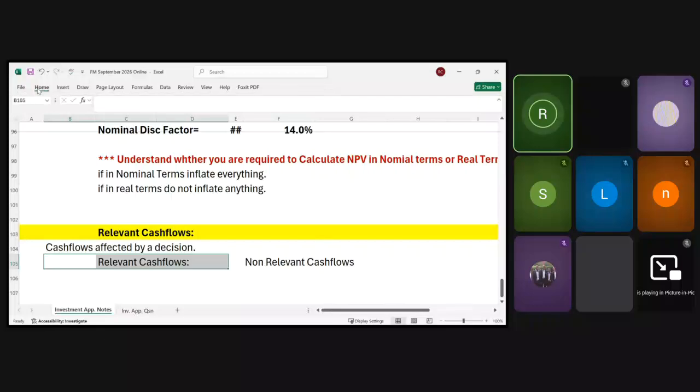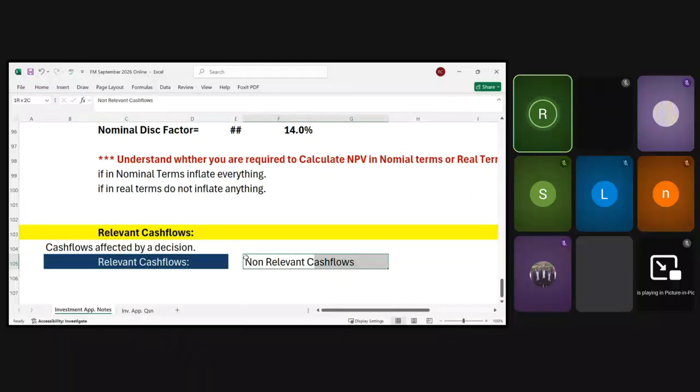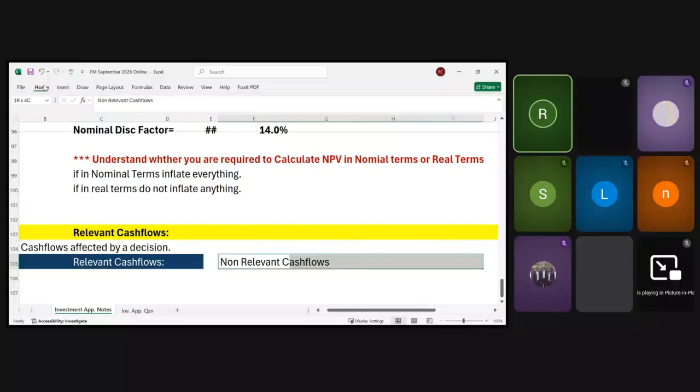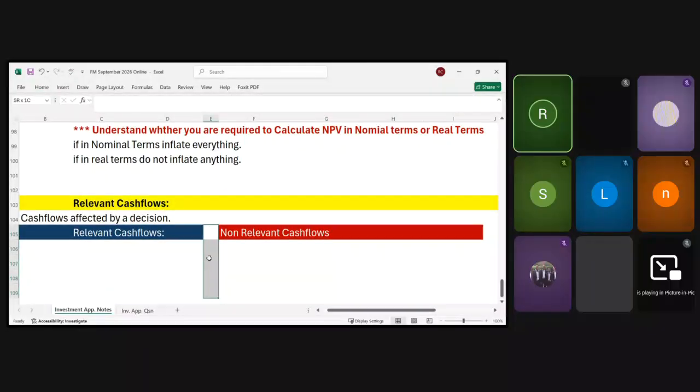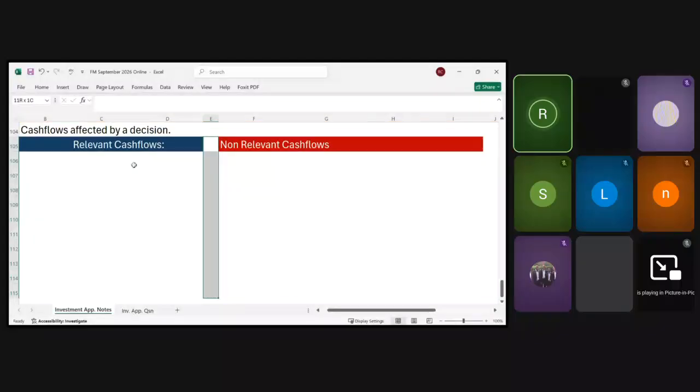So I am going to have relevant cash flows to my left, non-relevant cash flows to my right. What is relevant and what is not relevant? Whenever we are investing, it's not every cash flow that you're given that you are supposed to include in your appraisal decision. Some cash flows are supposed to be ignored. Let me just put a separator here.